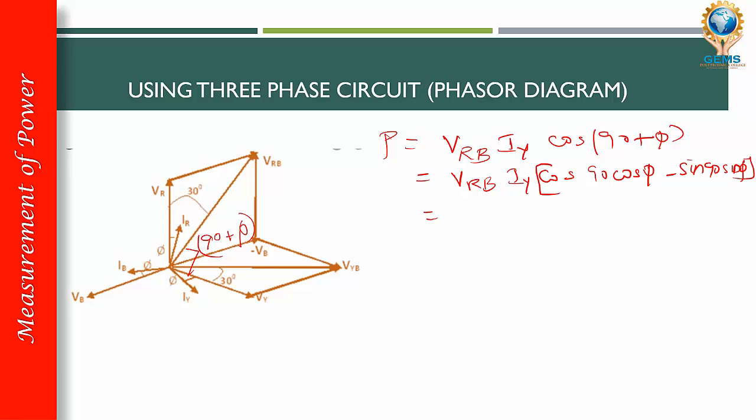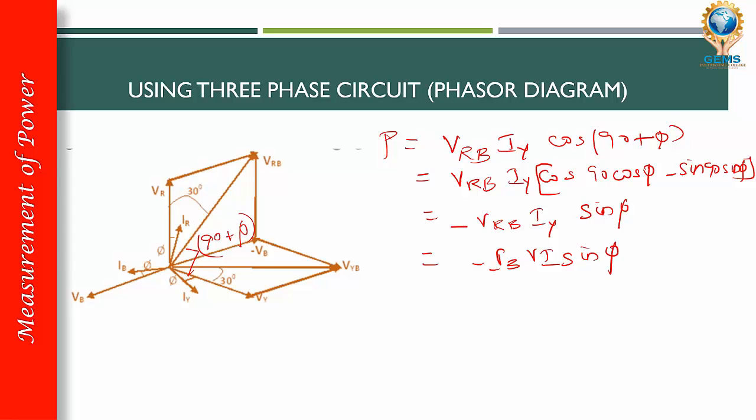So cos 90 is 0, so this whole thing will become 0. So I get minus VRB I sin 90, which is 1, sin phi. So VRB is the line voltage. When I convert with the phase and replace with the supply voltage, I get minus root 3 VI sin phi.